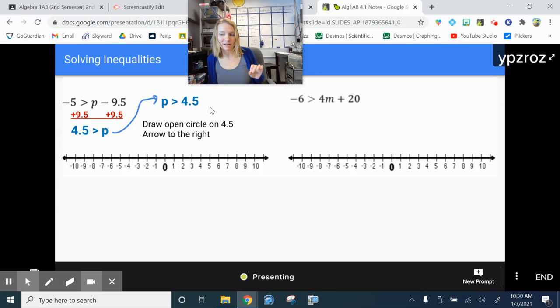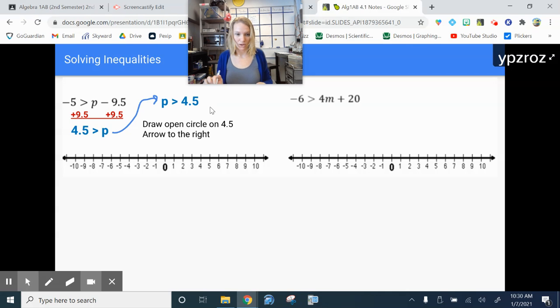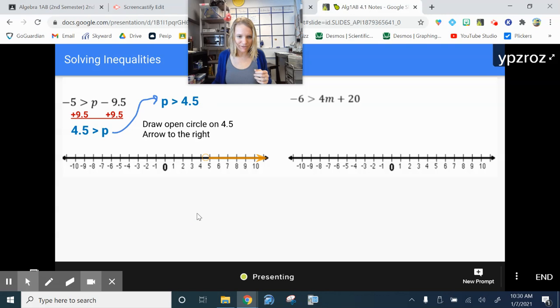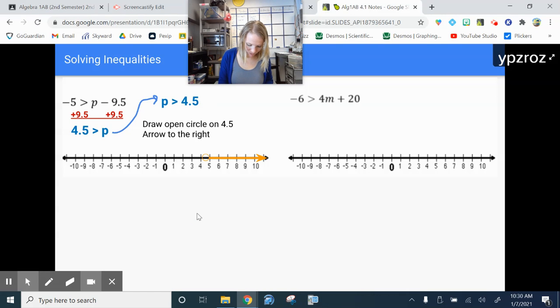Because it's a greater than, not a greater than or equal to, I'm going to use an open circle this time with an arrow to the right. So open circle at 4.5, it's kind of in the middle between 4 and 5. If you want, you can label 4.5 above your open circle. Obviously, I didn't do that, but that's okay. And we arrow to the right because it is now a greater than since I switched it around.